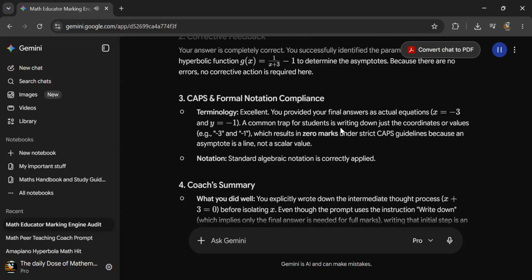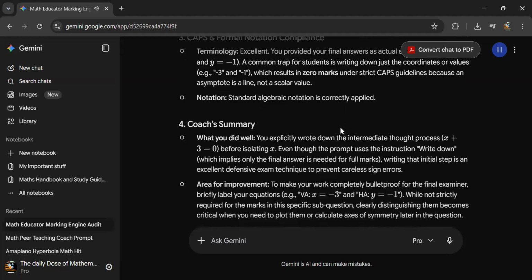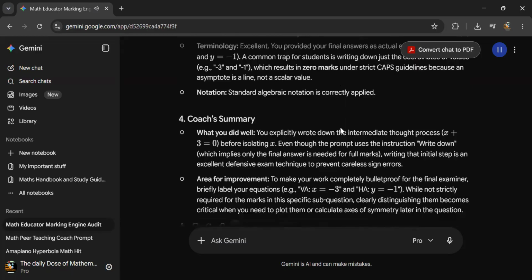A common trap for students is writing down just the coordinates or values, e.g., -3 and -1, which results in 0 marks under strict CAPS guidelines because an asymptote is a line, not a scalar value. Notation: standard algebraic notation is correctly applied. 4. Coach's summary. What you did well.